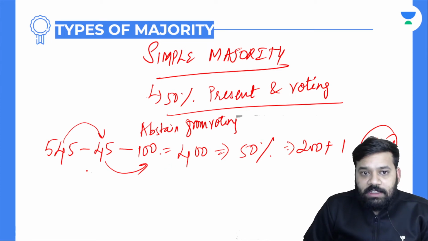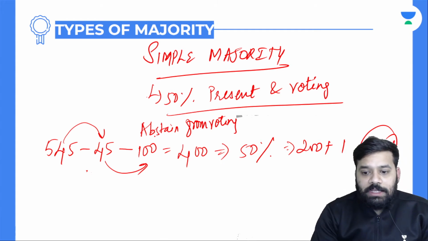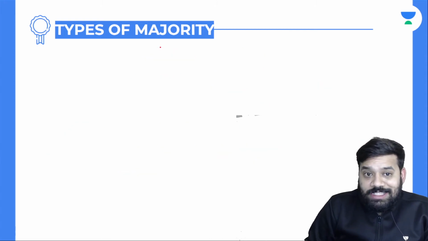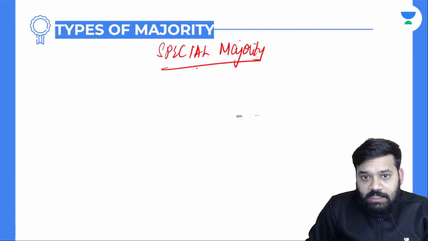So let me make it clear. I have cleared absolute majority, effective majority, and simple majority. Now let us have a look at special majority. In special majority, there are four types.